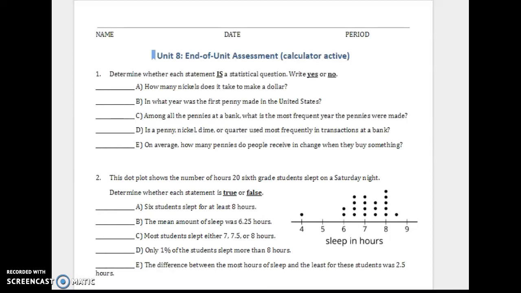D. Is a penny, nickel, dime, or quarter used most frequently in transactions at the bank? E. On average, how many pennies do people receive in change when they buy something?